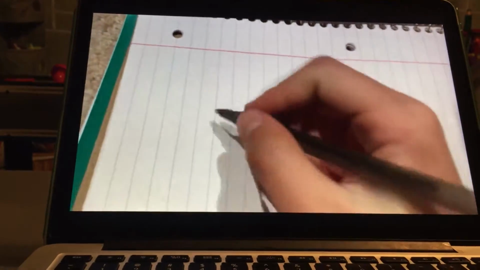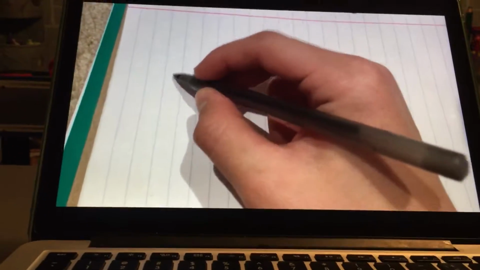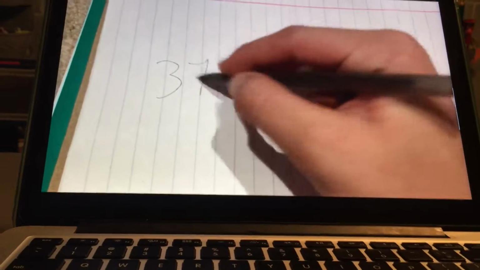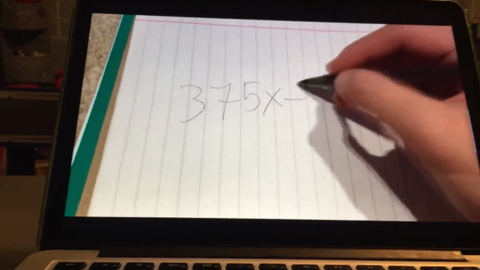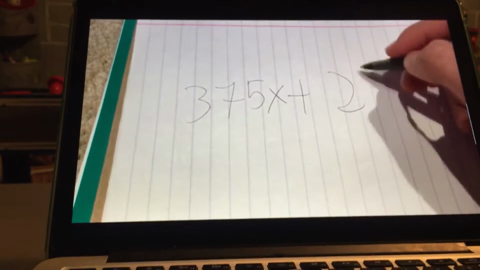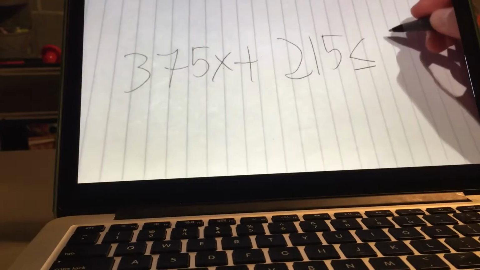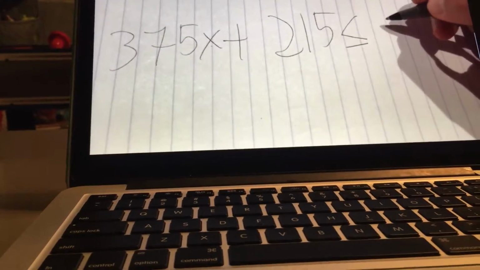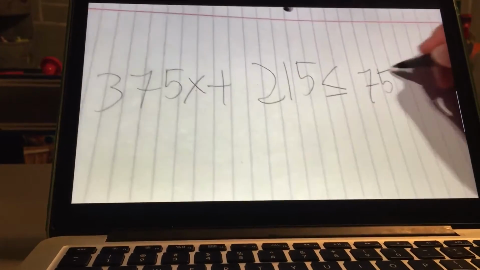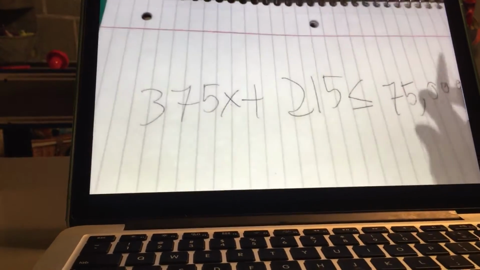Right. So a good inequality for us to do would be 375x plus 215y is less than or equal to 75,000. So yeah.